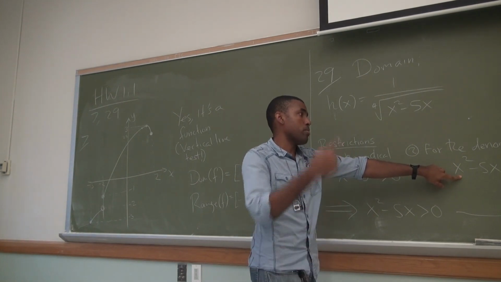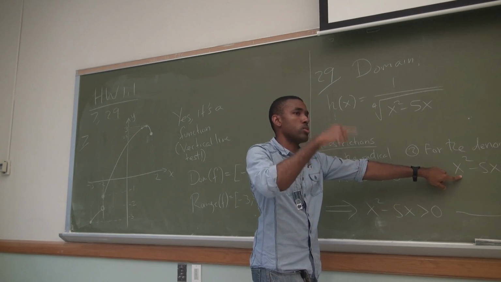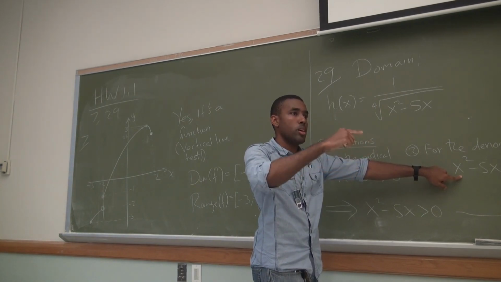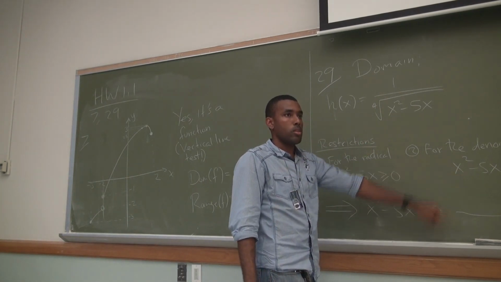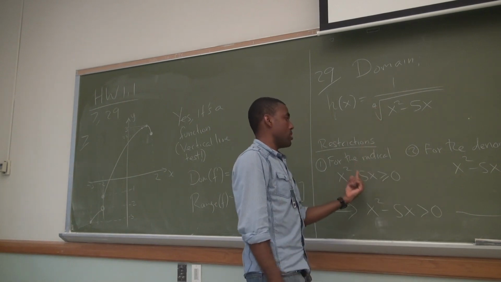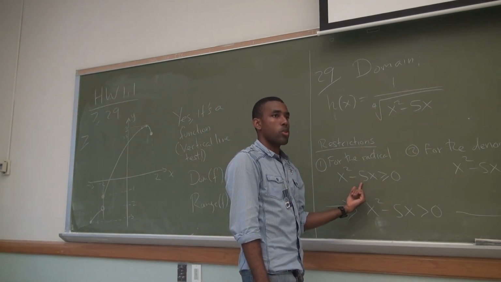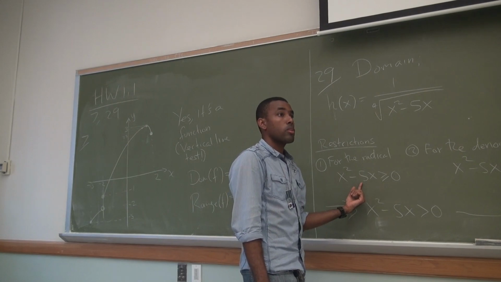So your interval would look like minus infinity to 0, union 0 to 5, union 5 to infinity, where 0 and 5 are not included. For odd roots, this is not a requirement. This is only a requirement for even roots. Yes?